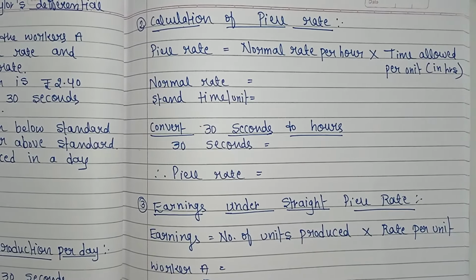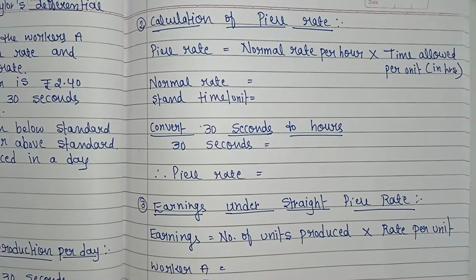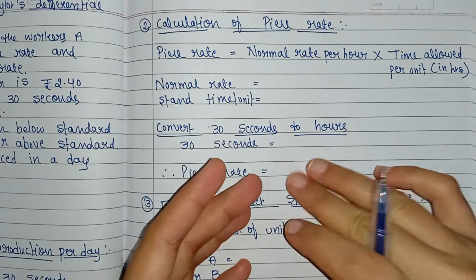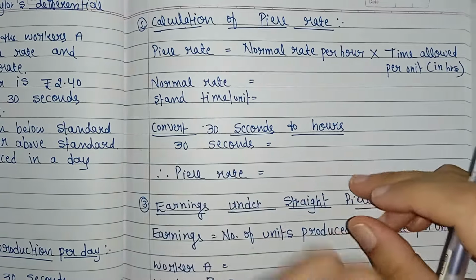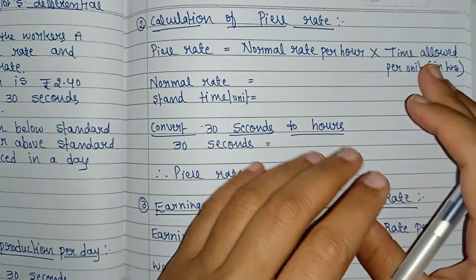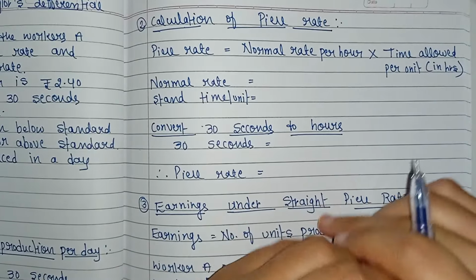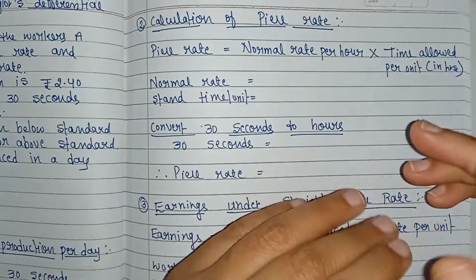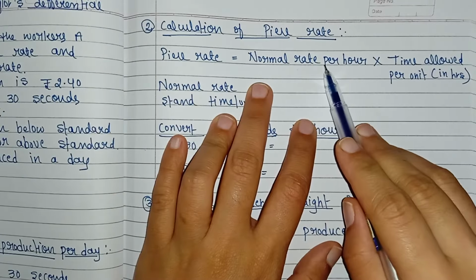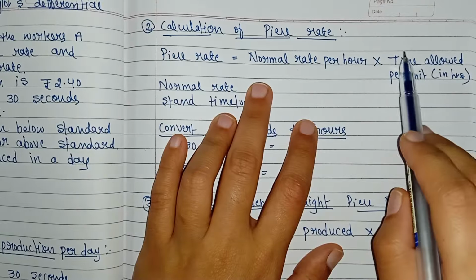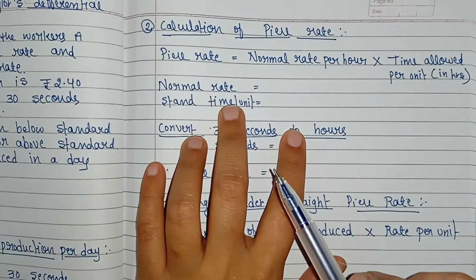Calculation of piece rate. Piece rate means the amount paid per unit produced. In cost accounting, when you are given the normal rate per hour, that is rupees per hour, and the standard time per unit, in hours or minutes or seconds, then piece rate means normal rate per hour into time allowed per unit. This is the formula to find the piece rate.